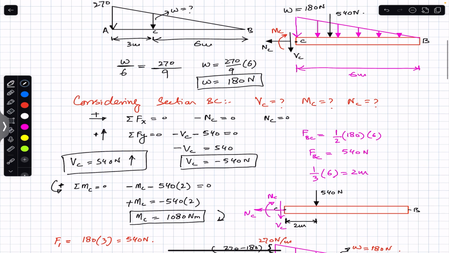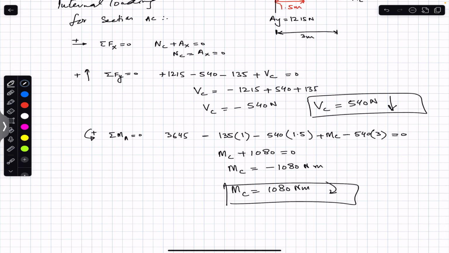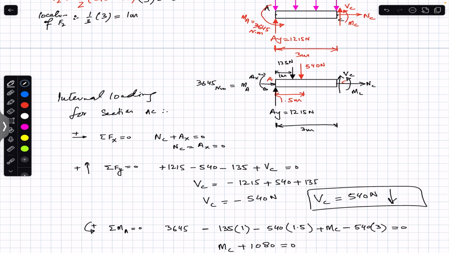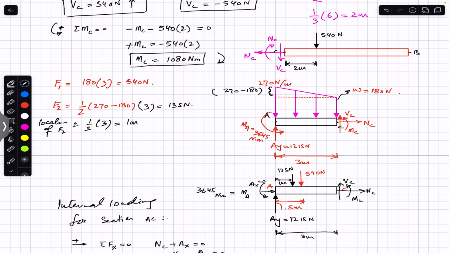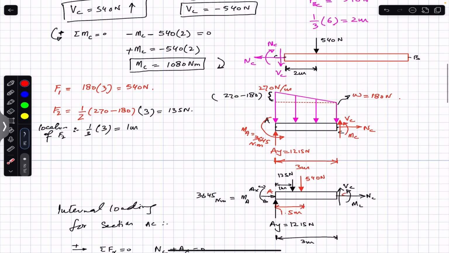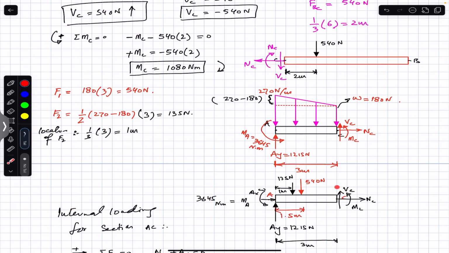And similarly, here we got the magnitude of MC 1080 Newton meter and it is also acting in the clockwise direction. So you can see that MC is going to act in this direction, right? So on BC, MC was going to act like this, and on AC, MC is going to act in this direction. So you can see on one side this is acting like this and on the other side it is acting like this. But you can see the moment is in the same direction.